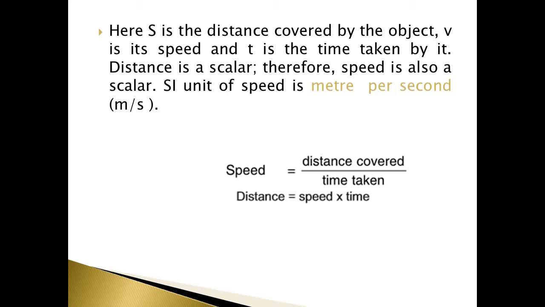Here in this formula you can see that distance covered divided by time taken is equal to speed. For distance, speed multiplied by time gives us distance. So distance is represented by s, speed is represented by small v, and time is represented by small t, and the multiplication of small v and t gives us s, which is distance.